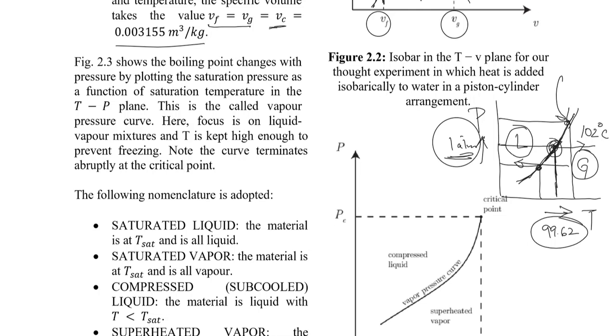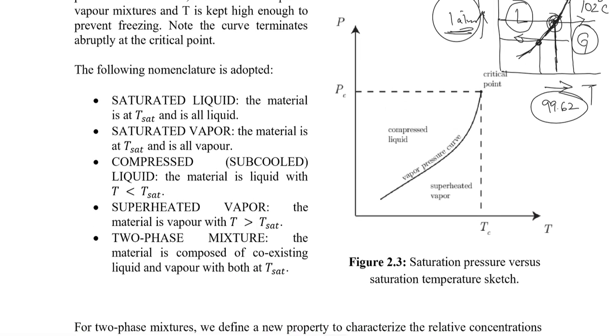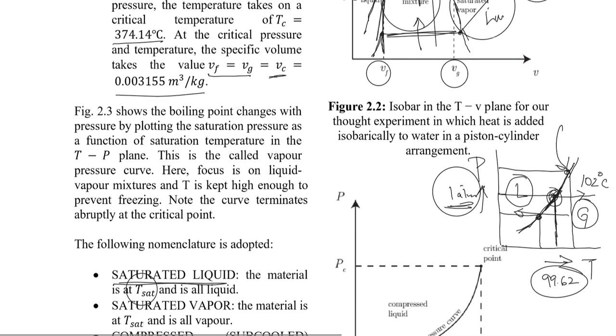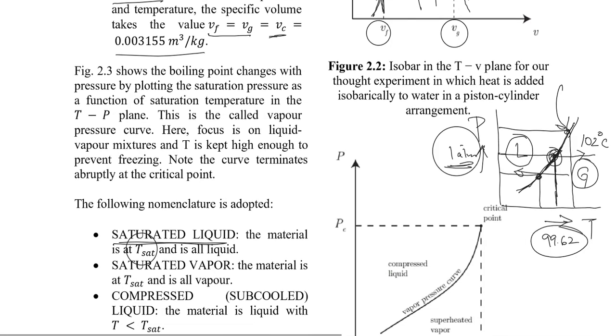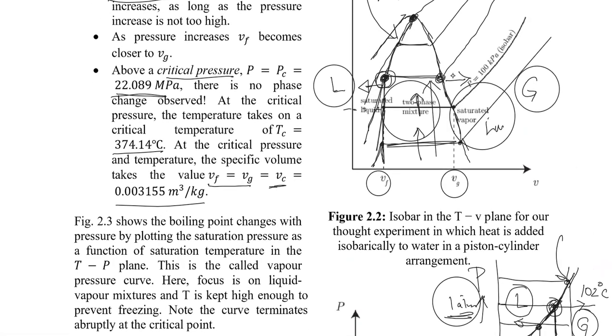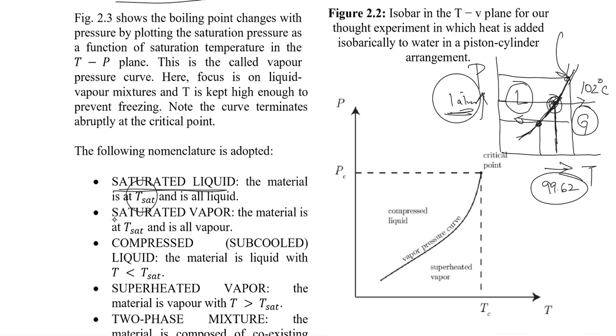Let's check some of the nomenclature that we would be adopting. We would be having a saturated liquid. If we are talking about the saturated liquid, the material is at T saturation, the temperature is T saturation, and the phase is all liquid. If the phase is all vapor and it is still saturated, we would be calling it a saturated vapor. The material is still at the saturation temperature, but it is all vapor. So we will call it a saturated vapor.